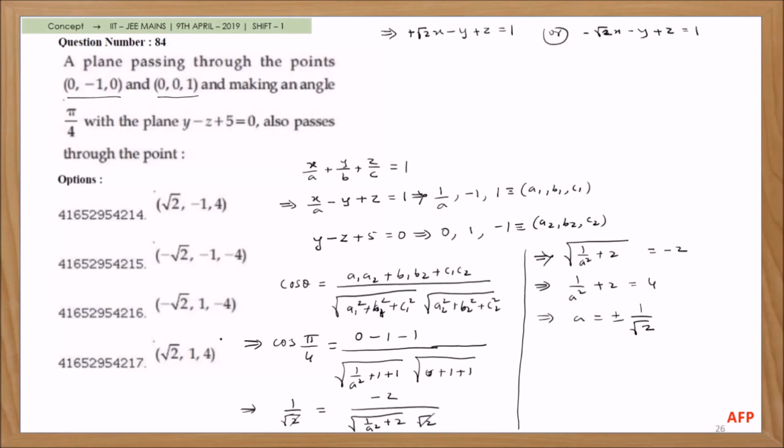So here also the fourth point, if you substitute here, what you are going to get? The fourth point, that is the fourth option, root 2 into root 2 minus 1 plus 4 is equals to 1. So root 2 into root 2 is minus 2, minus 1 plus 4 is equals to 1, so you are getting the answer. Means the fourth point will satisfy the plane equation if you take a as negative of 1 by root 2. So fourth option it follows.